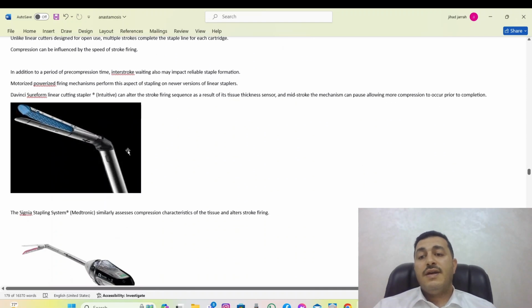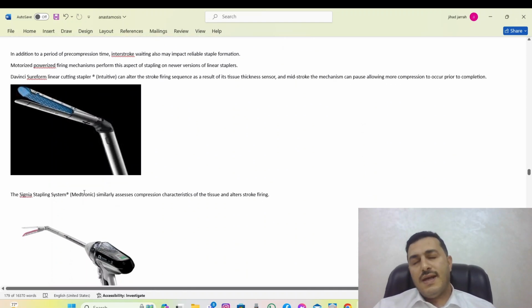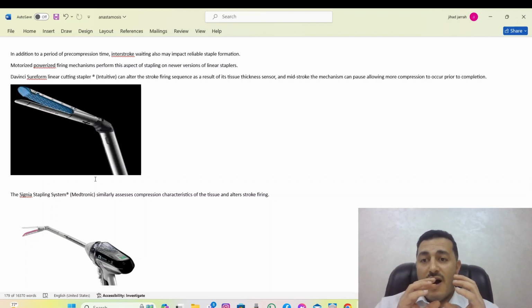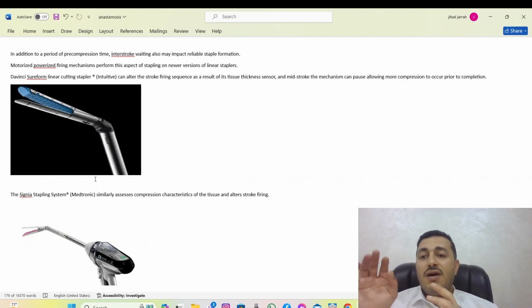Okay, these are different designs. As we said, compression in laparoscopic surgery is a little bit different. You can see a video on YouTube. The problem is that these are different and depend on each brand and each manufacturer.